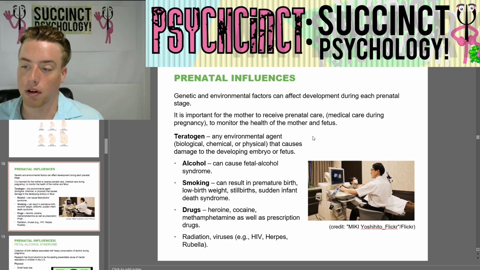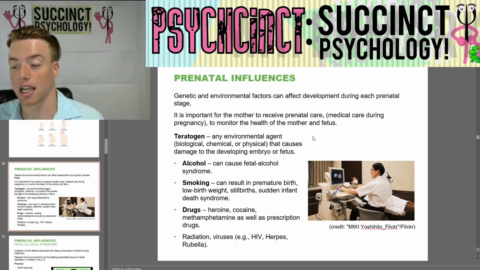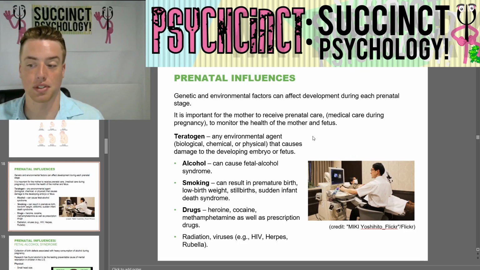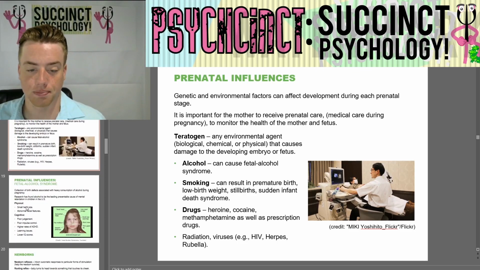Now, alcohol can cause fetal alcohol syndrome. Smoking can result in premature birth, low birth weight, stillbirths, sudden infant death syndrome. Now, drugs like heroin, cocaine, and methamphetamine, as well as prescription drugs, and then there's radiation, and viruses, for example HIV, herpes, rubella. So these are all prenatal influences.